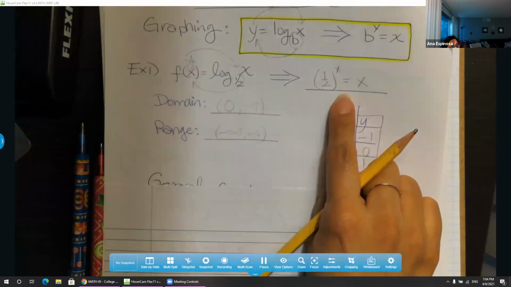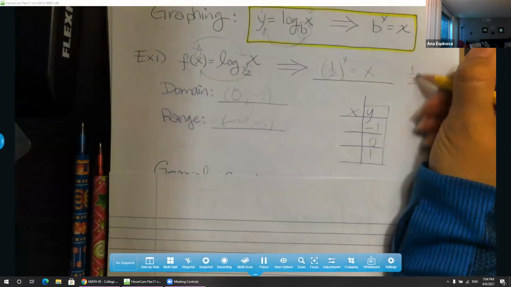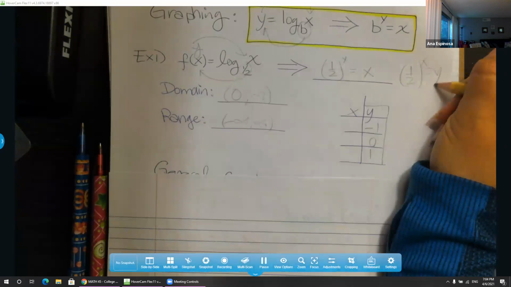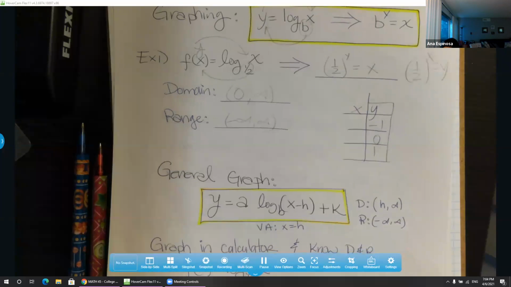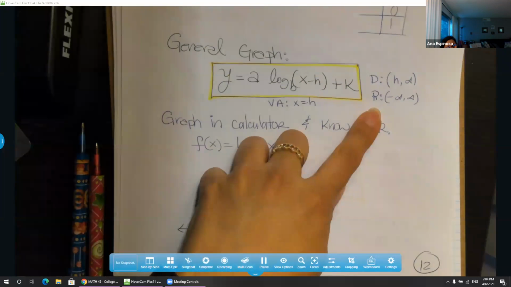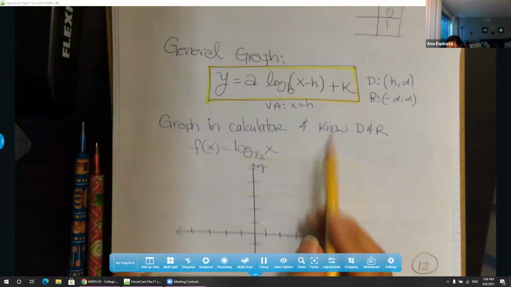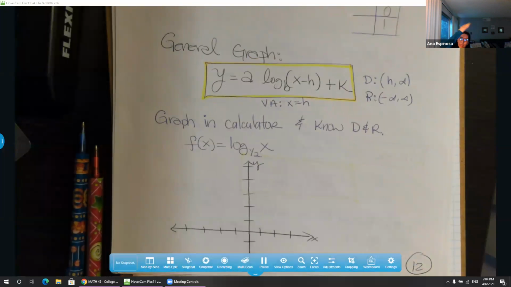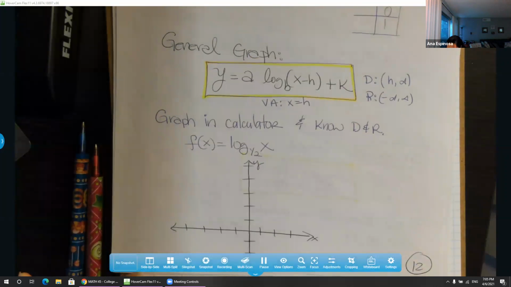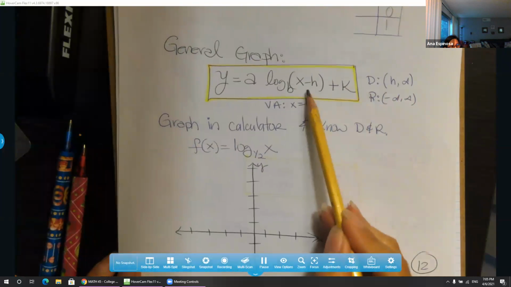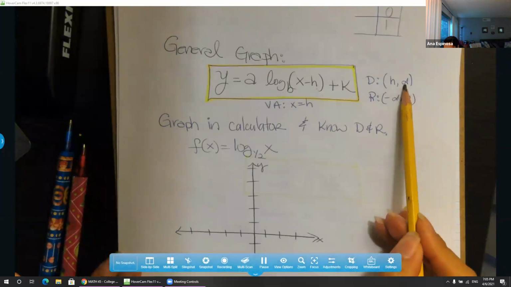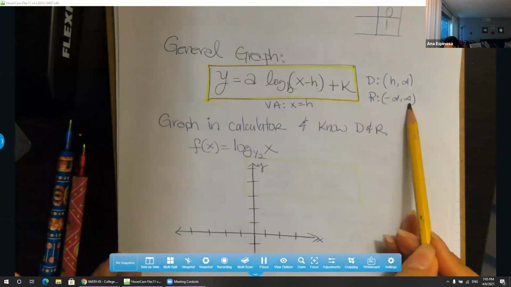Basically, what this is saying is that this is the inverse of 1/2 to the x equals y. These two would be inverses of each other. Everything swaps, because you have the x's and y's in a different position. All right, so in conclusion, instead of having a horizontal asymptote, now it's going to be a vertical asymptote because everything changes. The domain is now a certain number, that would be the h, to infinity, and your range will be -infinity to +infinity.